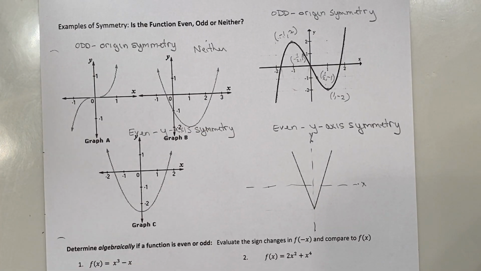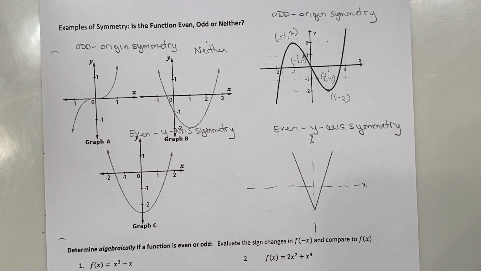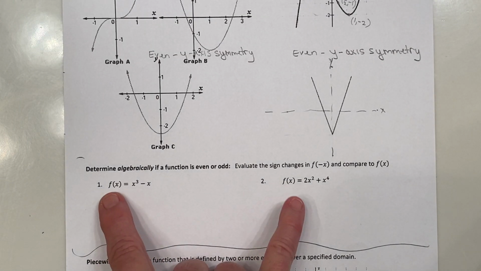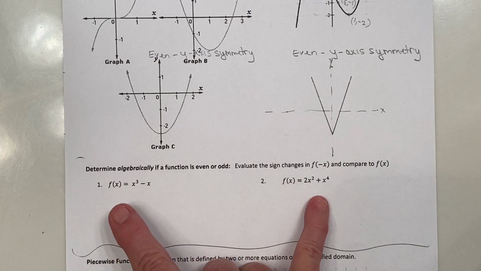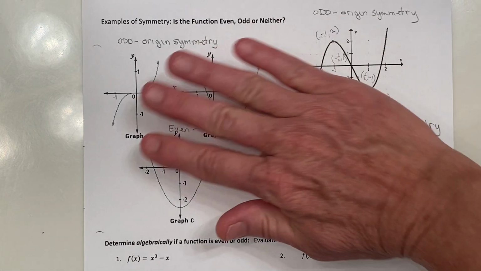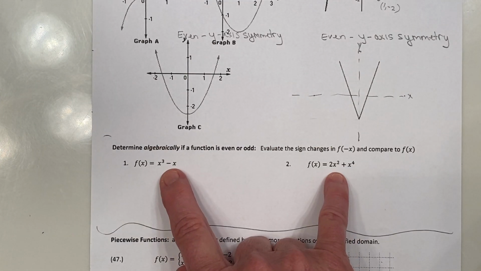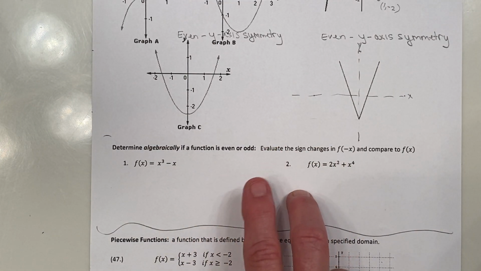So hopefully, given a graph, you're going to be able to identify whether the function's even, odd, or neither, based on what we've done here. Okay, in a minute, we're going to come back to these 2 problems right here where we have to determine algebraically if these are even or odd functions. Without looking at a graph, how do we take an equation to determine if a function's even, odd, or neither? We're going to come back to that in a minute. Now we're going to go back to the other page of our notes and continue from there.